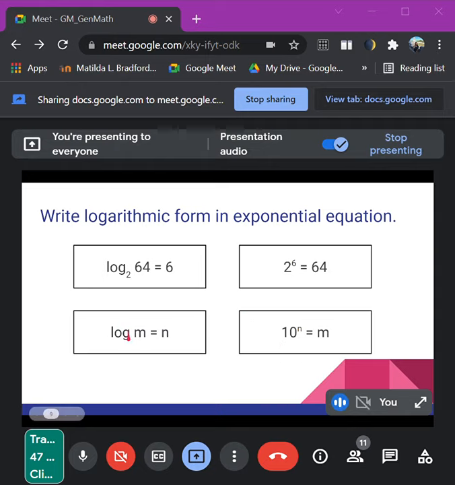Okay, since we have here our common logarithm, if you don't see a base there, that is equal to 10. So you have there 10 raised to the power of n, the exponent n is on the outside, same as what you put, and then equals to m. Questions?